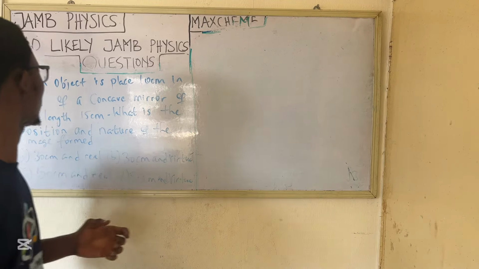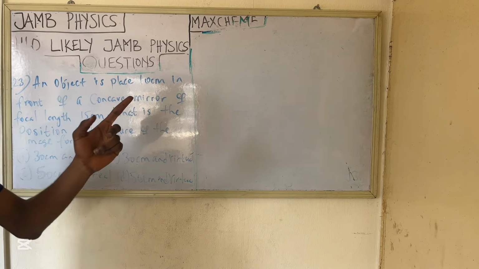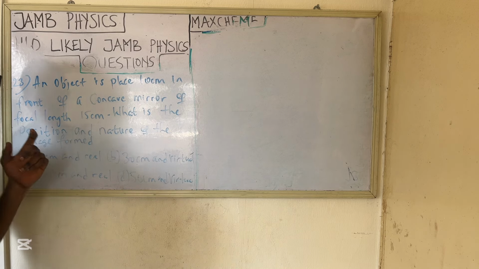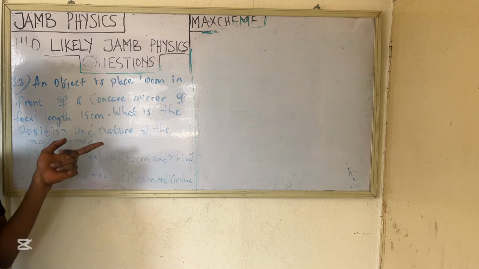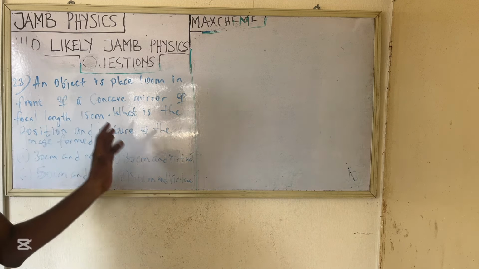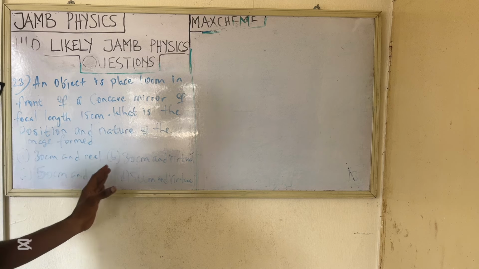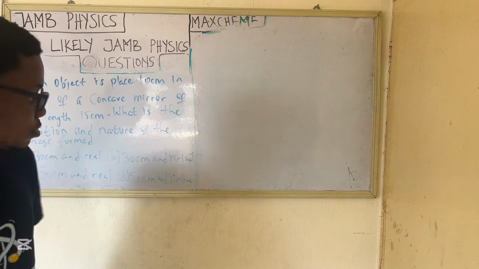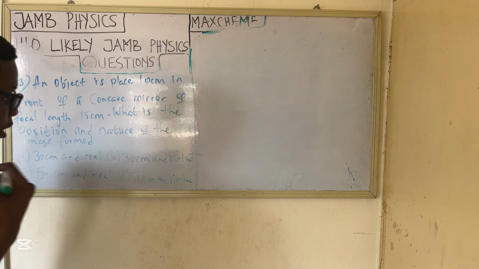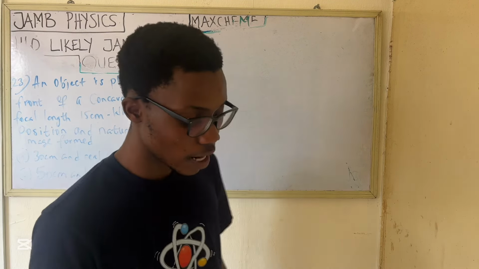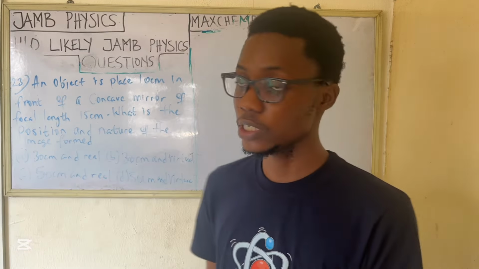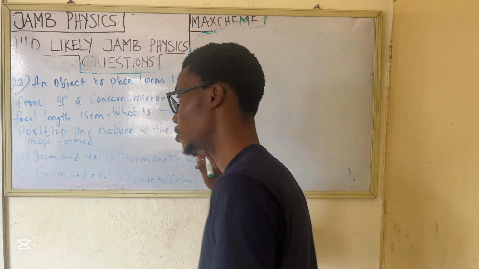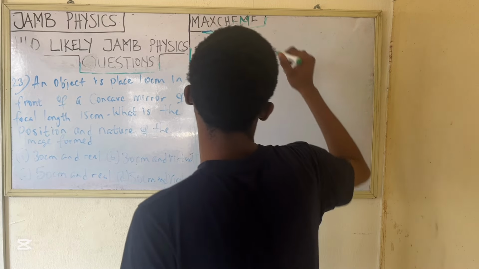Question 23. An object is placed 10 centimeter in front of a concave mirror of focal length 15 centimeter. What is the position and nature of the image formed? A 30 centimeter and real, B 30 centimeter and virtual, C 50 centimeter and real, D 50 centimeter and virtual. Now if you see something like this in JAMB, this is how you tackle it.